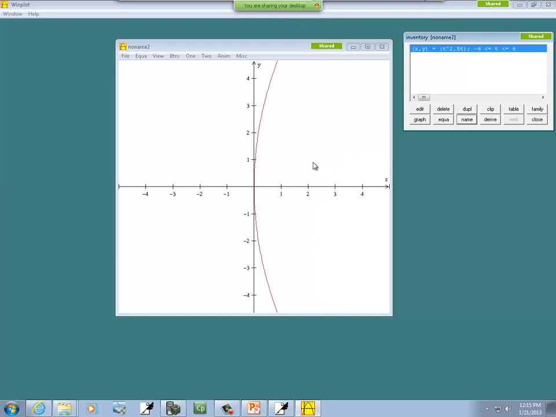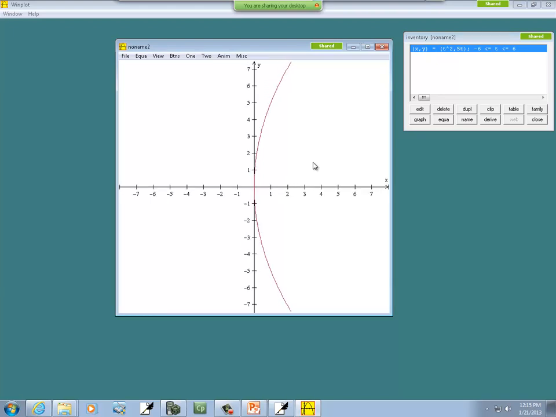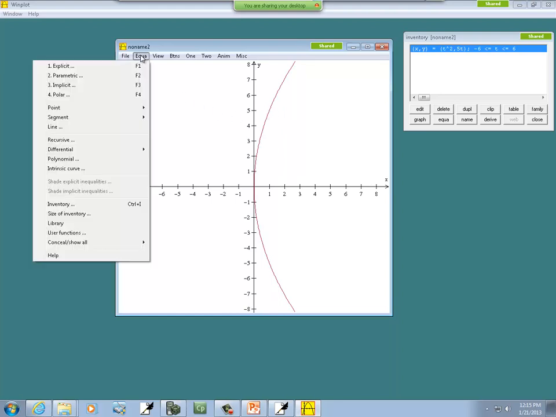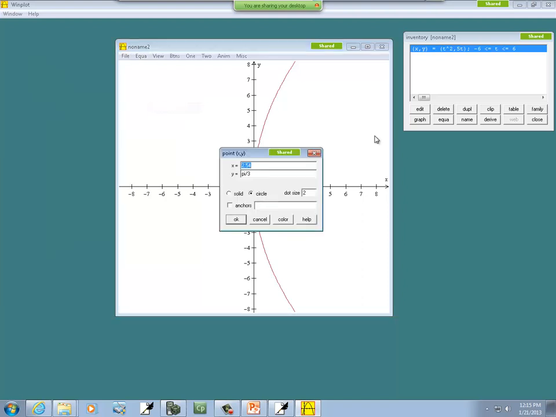Okay, now I need to zoom out here, so I'm going to click inside the image, and I'll do my page down. Okay, now we're looking at the point (1, 5). So let me go ahead and put a point there. I'll do equation, point, and then choose XY. Then I'll do 1 and 5. And click dot size, I'll put 4 in, and then I'll click OK.